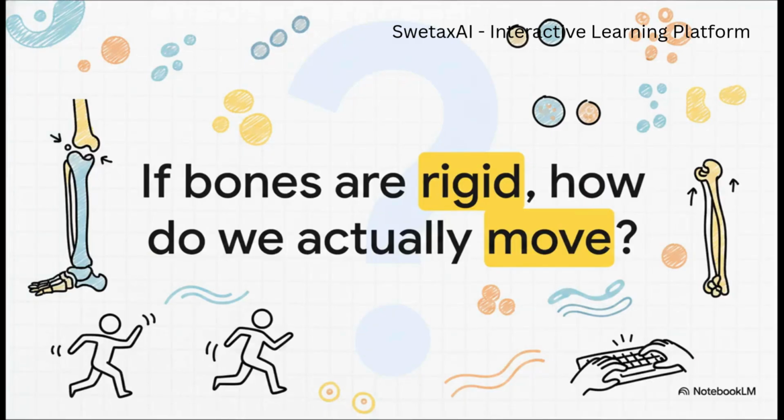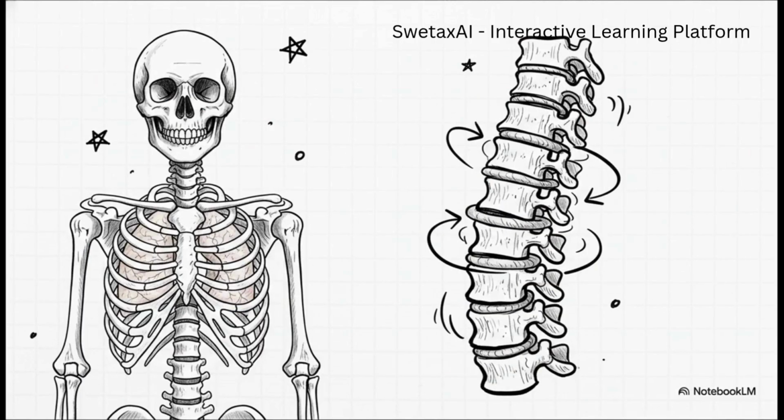Let me pose a question that might seem obvious at first, but is biologically profound. If our bones are completely hard and rigid, made of that tough connective tissue, how is it possible that we can actually dance, run, or type on a keyboard? To answer that, we have to look at the skeleton not just as a rigid frame, but as a dynamic, protective vault. Your skeletal system features key components like the skull, the rib cage, which shields your vital heart and lungs, and the backbone. But here's the kicker.